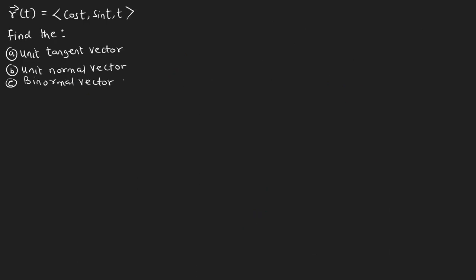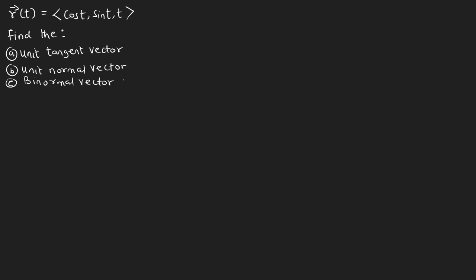So I have this example here which says that given this vector function, which is equal to cosine of t, sine of t, and then t, we should find the unit tangent vector, the unit normal vector, and then the binormal vector. So let's look at how you are going to do this.